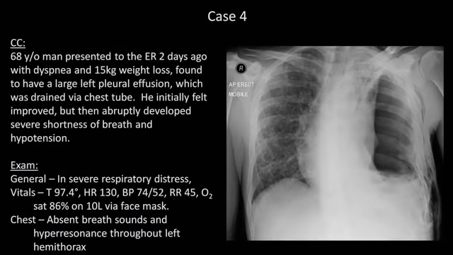Case 4. A 68-year-old man presented to the ER 2 days ago with dyspnea and weight loss, found to have a large left pleural effusion, which was drained via chest tube. He initially felt improved, but then abruptly developed severe shortness of breath and hypotension. So there's obviously a couple things going on here.